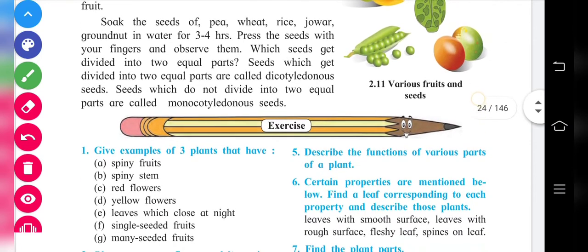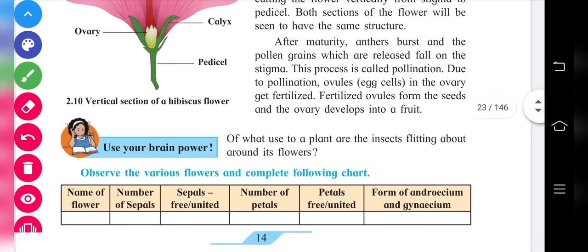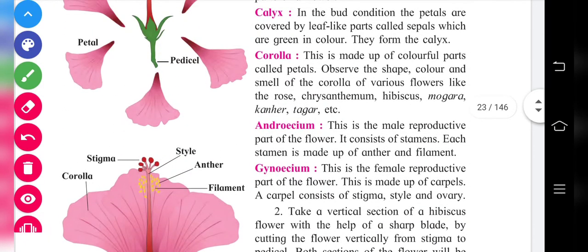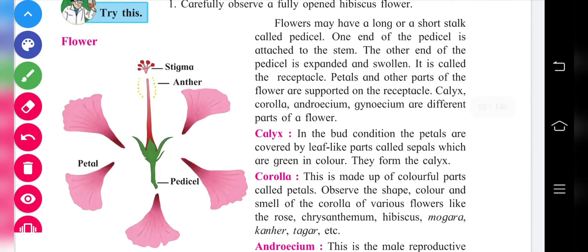So you can complete these chapters. In today's class, we first observe the hibiscus flower. In the hibiscus flower there is the pedicel. The stalk of the flower is called the pedicel. This one is the pedicel.